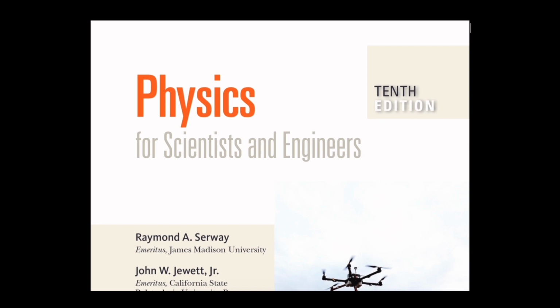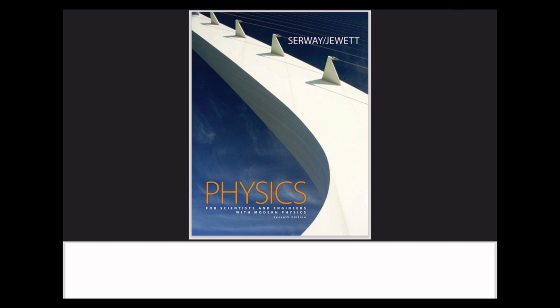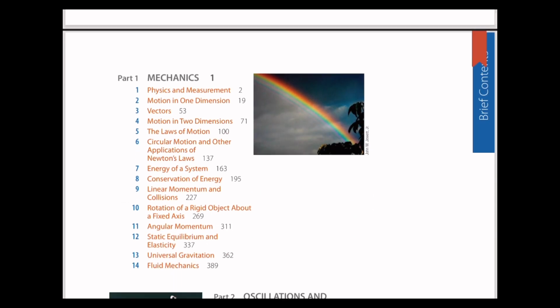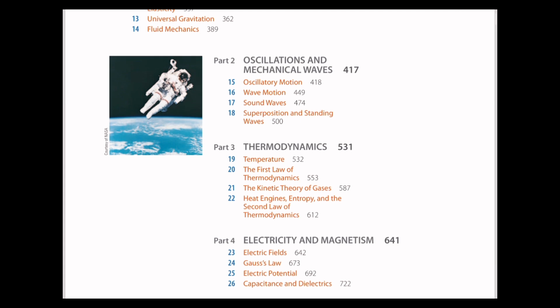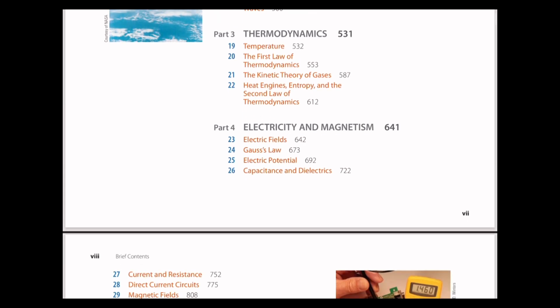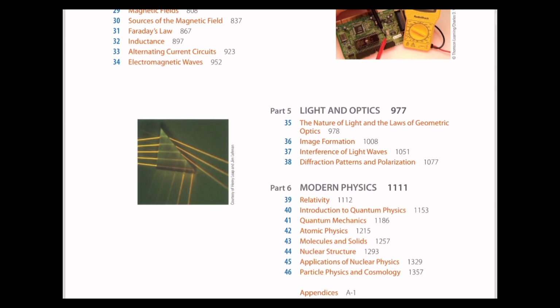In this 10th edition, we only have part 5 and part 6, but I have over here Physics for Scientists and Engineers, Serway and Jewett, the 7th edition. Here's the contents of the 7th edition. Mechanics, Part 1. Part 2, Oscillations and Mechanical Waves. Part 3, Thermodynamics. Part 4, Electricity and Magnetism. Part 5, Light and Optics. Looks like it's the same 4 sections. Part 6, Modern Physics, is a bit larger.